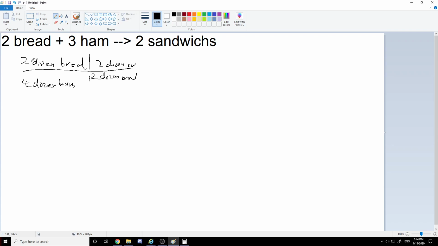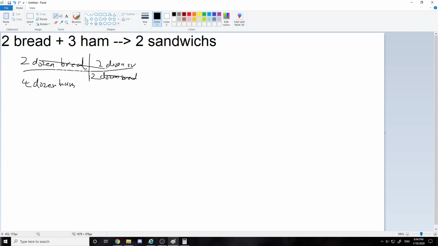How do we know this? Well, our recipe says for every 2 slices of bread, we can make 2 sandwiches. Why don't we just scale it up, right? 2 dozen breads makes us 2 dozen sandwiches. We didn't change anything. We're just scaling up the recipe. We're just making more of it, right?